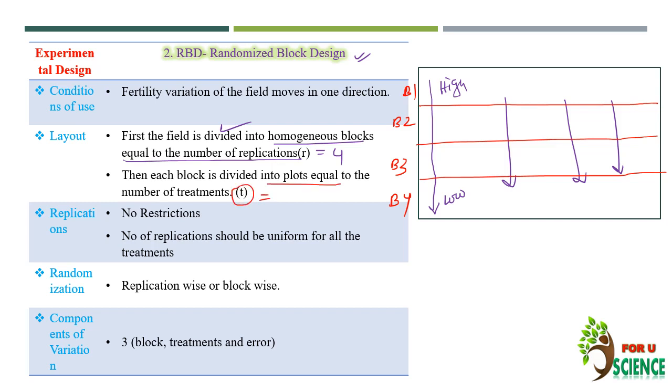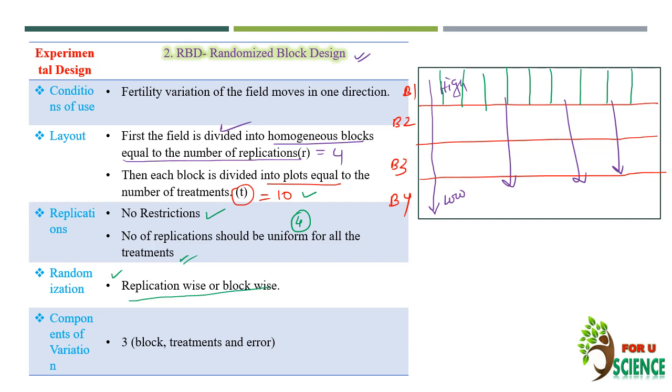Suppose the number of treatments is 10, then we will divide the blocks into 10 small plots: 1, 2, 3, 4, 5, 6, 7, 8, 9, 10. In this way, we will then randomize. There is no restriction in case of replication, and the number of replications should be uniform for all the treatments. Here we are supposing the number of replications is 4, the number of treatments is 10, and we are allocating the treatments replication-wise or block-wise.